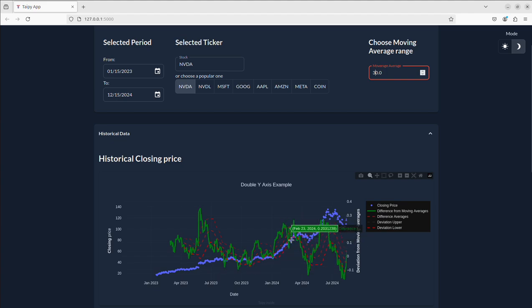So now after these two additional dash lines are added to the graph, our signals become: whenever the green line moves lower than the lower bound, then it's an indication of a buying point, potentially. Whenever it moves beyond the upper bound, then it indicates a potential selling point.